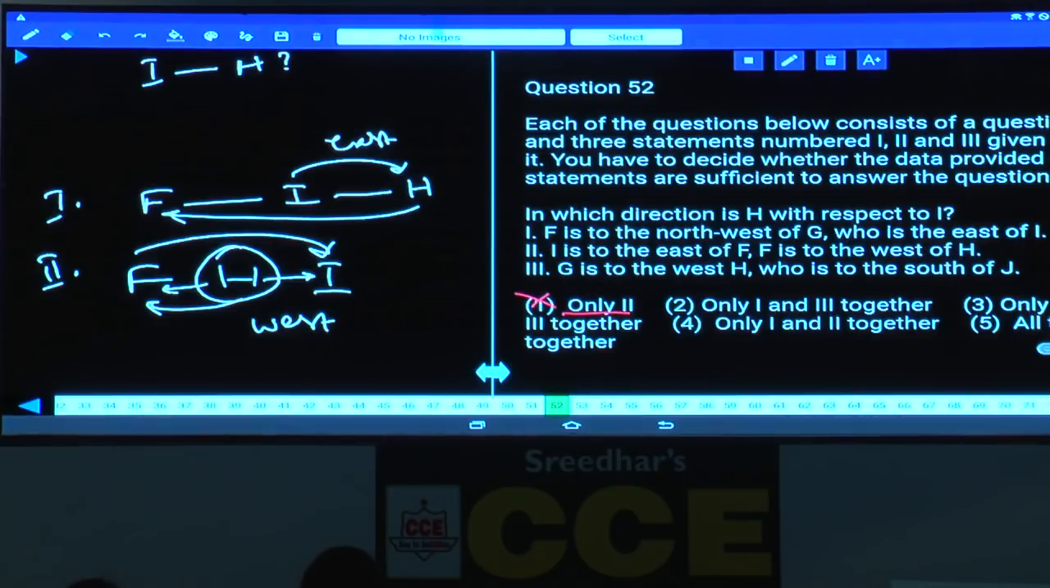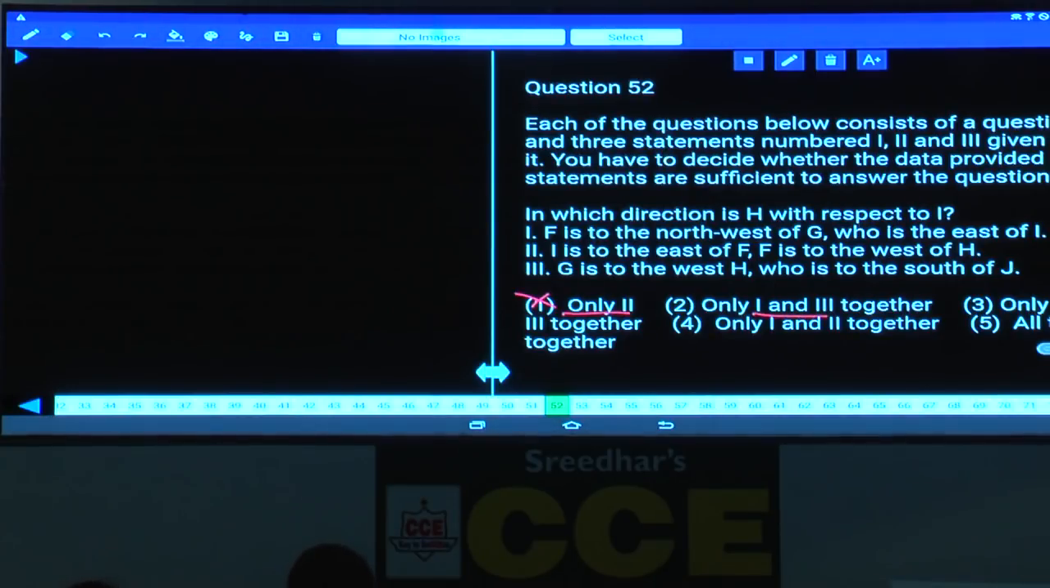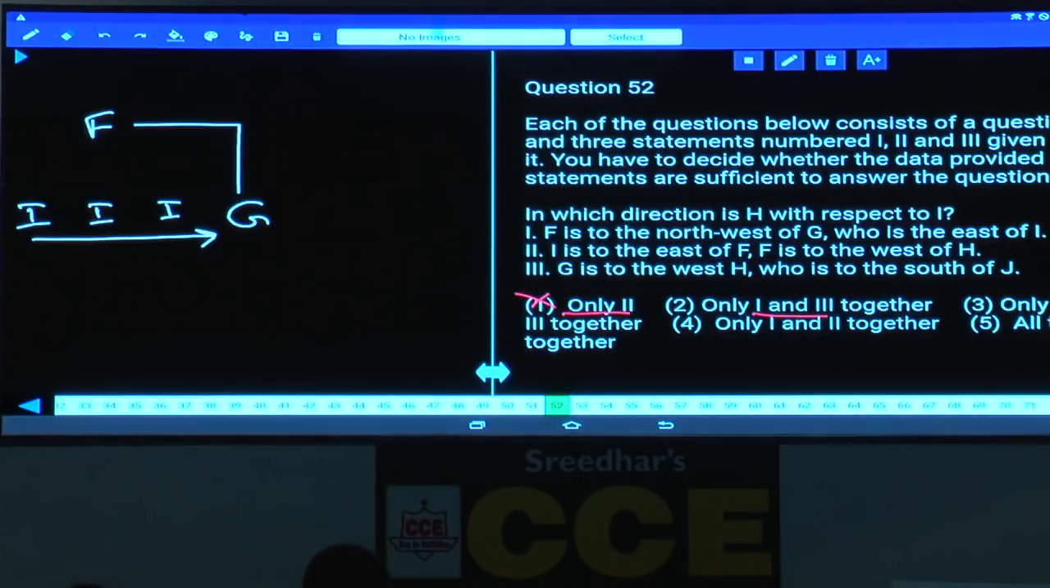As 2 alone is not sufficient, now we need to check out the remaining choices. What are the remaining choices here? 1 and 3. What is 1 here? 1 is F is to the northwest of G. G is here, north and west. F is to the northwest of G. G is to the east of I. As G is to the east of I, I can be here, or here, or here. In all the 3 cases, G is to the east of I. Isn't it? F is to the northwest of G, G which is to the east of I.